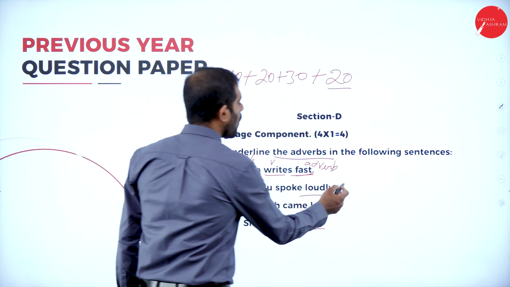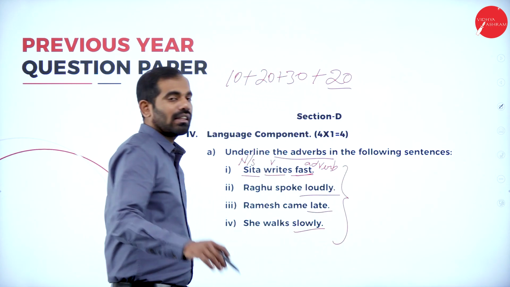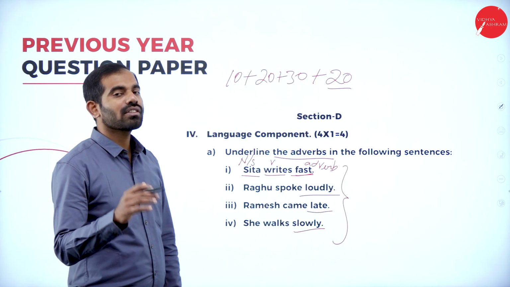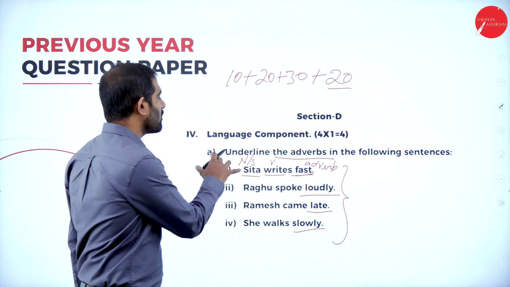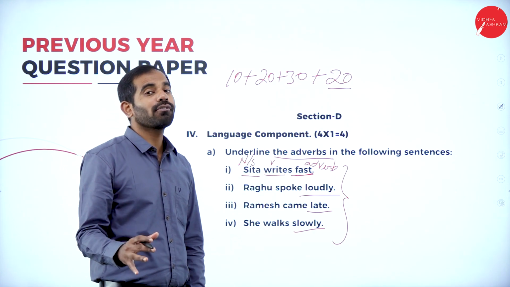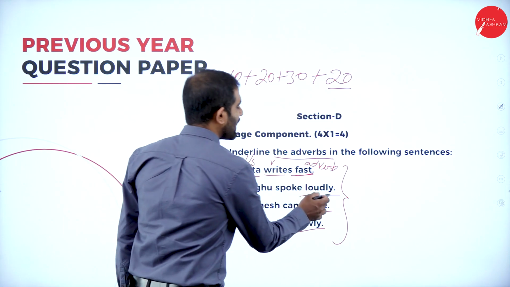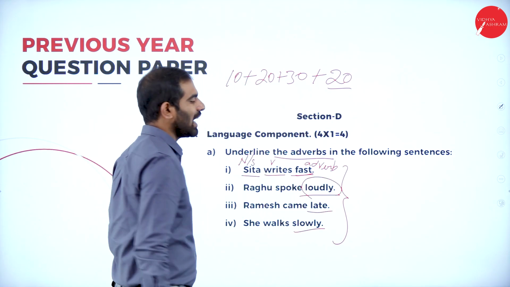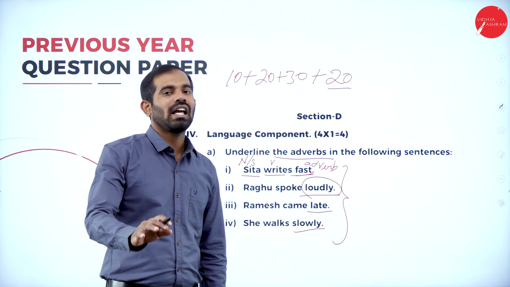You might say all the adverbs are at the end of the sentence, but there are sentences where the adverbs lie in between the sentence. So be careful. And one trick to identify the adverb is that usually the word which ends with ly is considered an adverb.